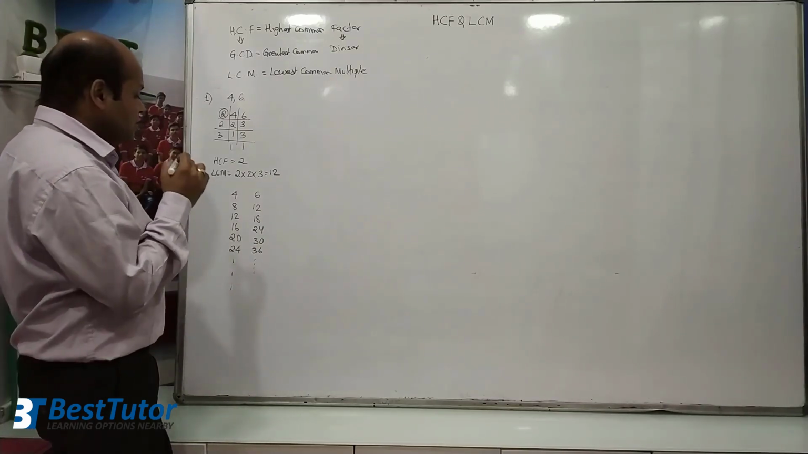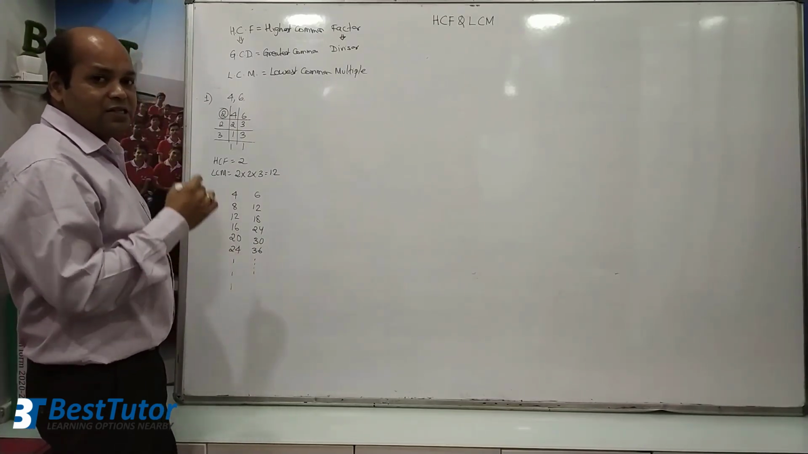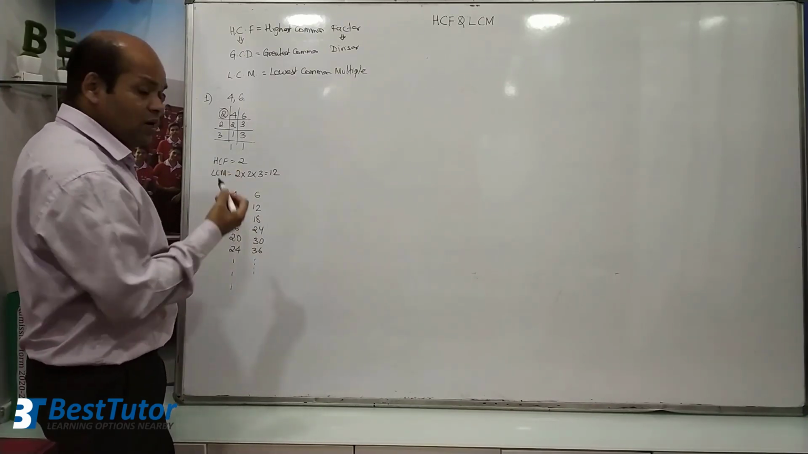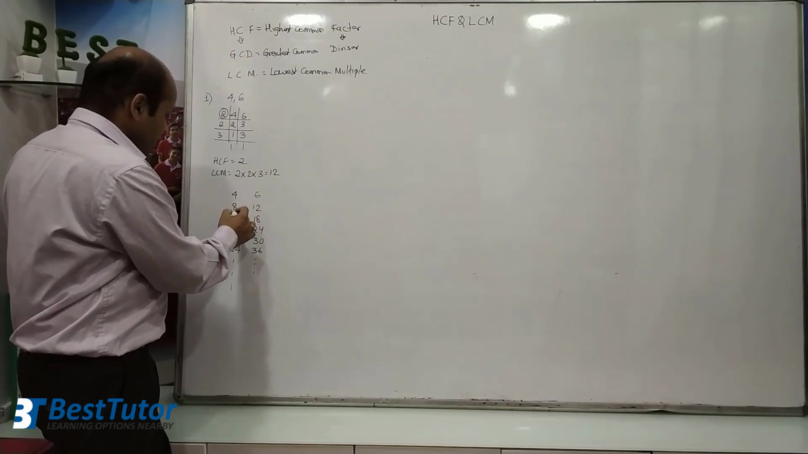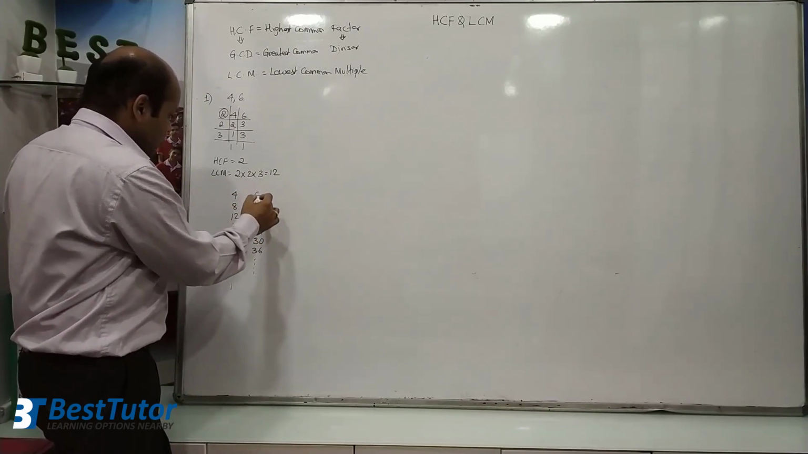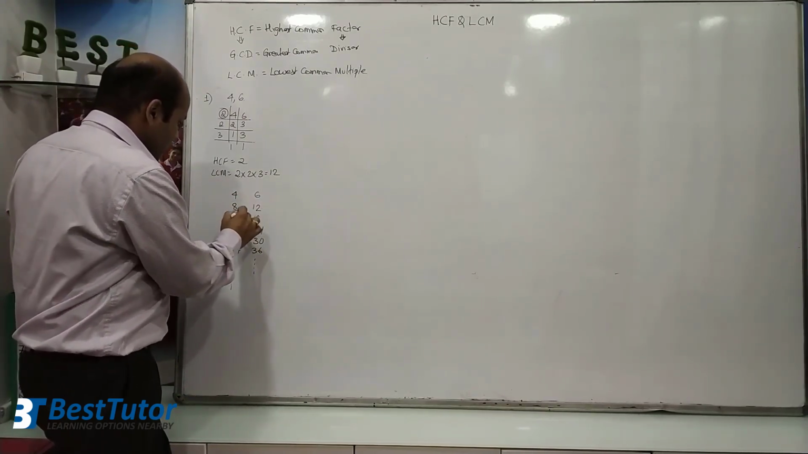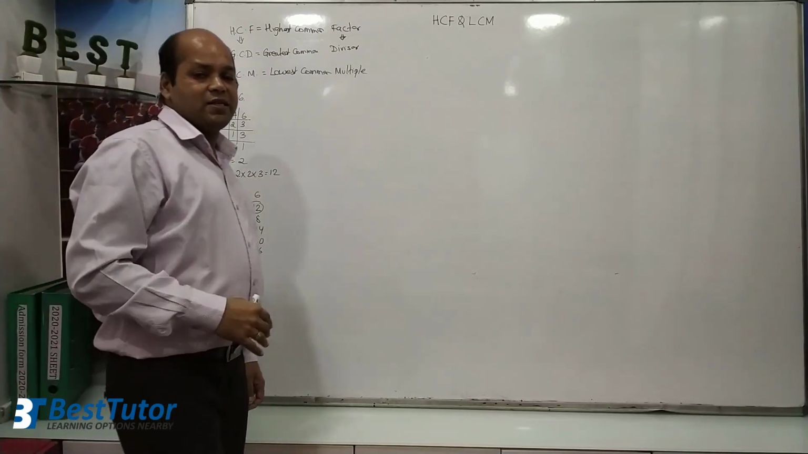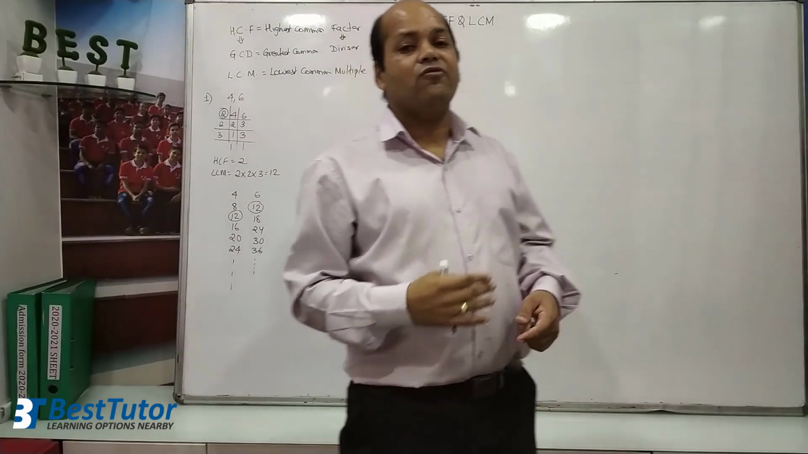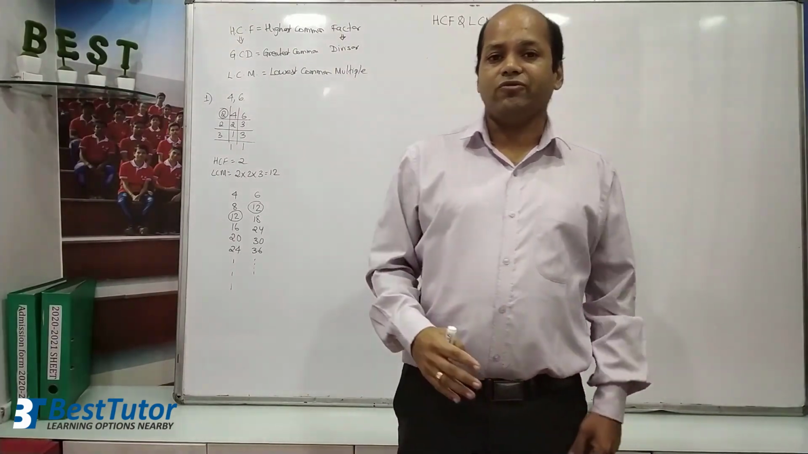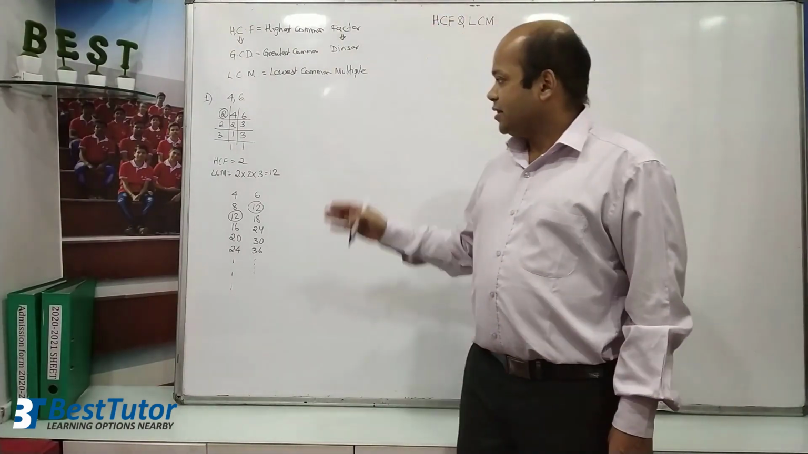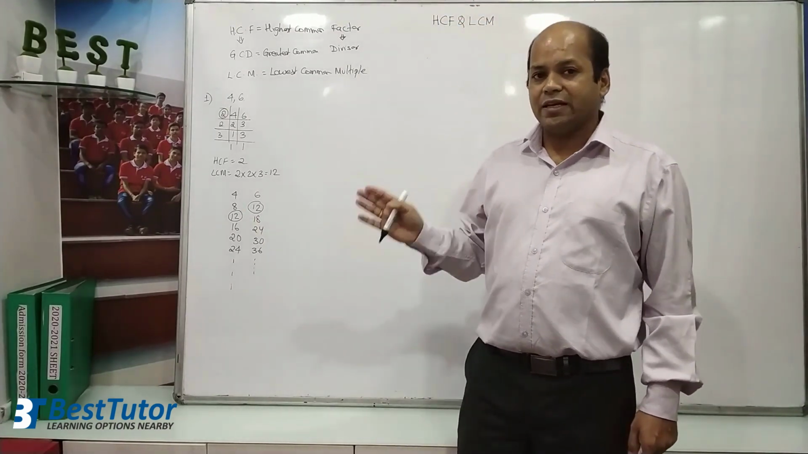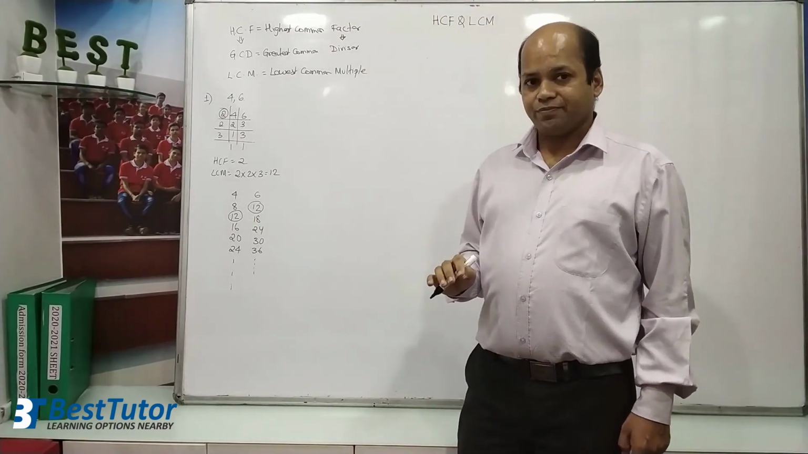Now, which is the first number that is divisible by both of them? Or else, which is a multiple of both of them? 12. This is the LCM. The first number which is a multiple of both of them. That's one of the methods of solving the question. We'll look into more methods later. This is the first part.